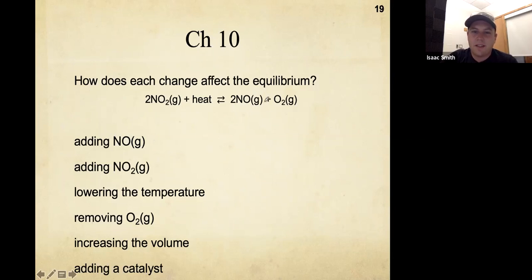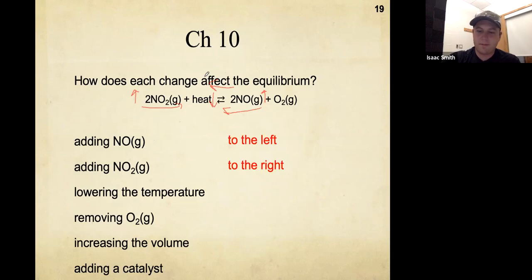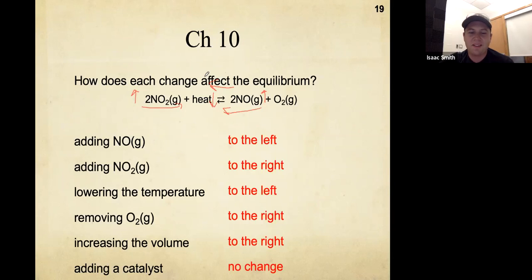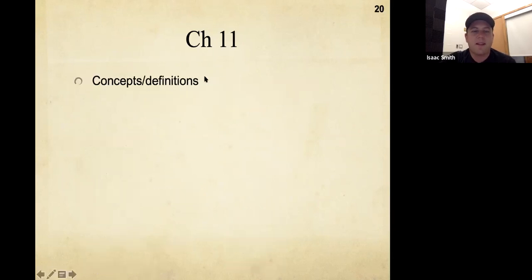NO, so we increase the products, that means the reaction is going to shift towards the left. And then if we added NO2, that's a reactant, it's going to shift towards the right. If we lowered the temperature, that'd be the same as removing reactants. It's going to shift over to the left. Anyway, my arrows are going to get confusing as I go along here. We've talked about this though a few times, and hopefully your homework has led you through some practice problems with these.